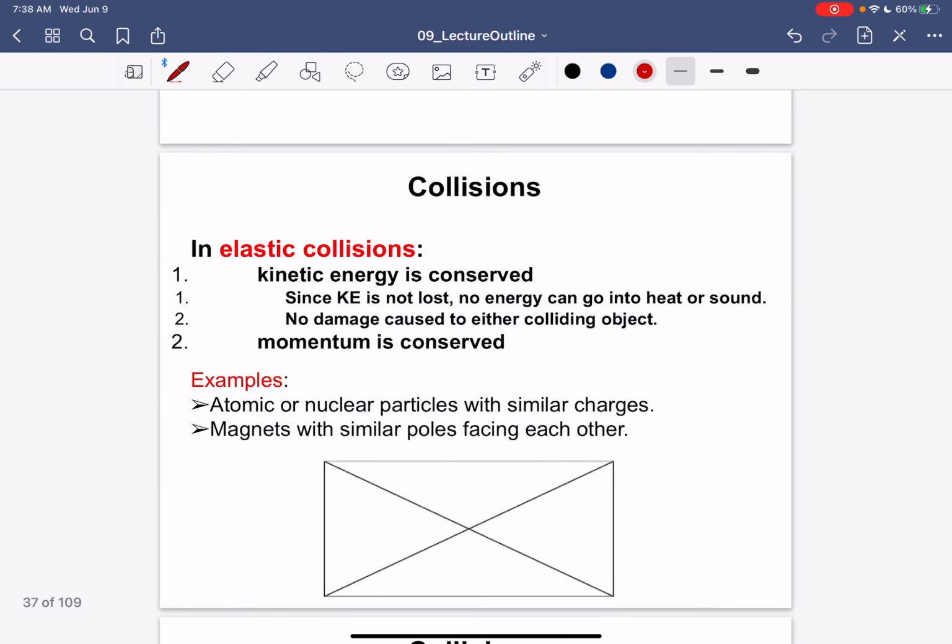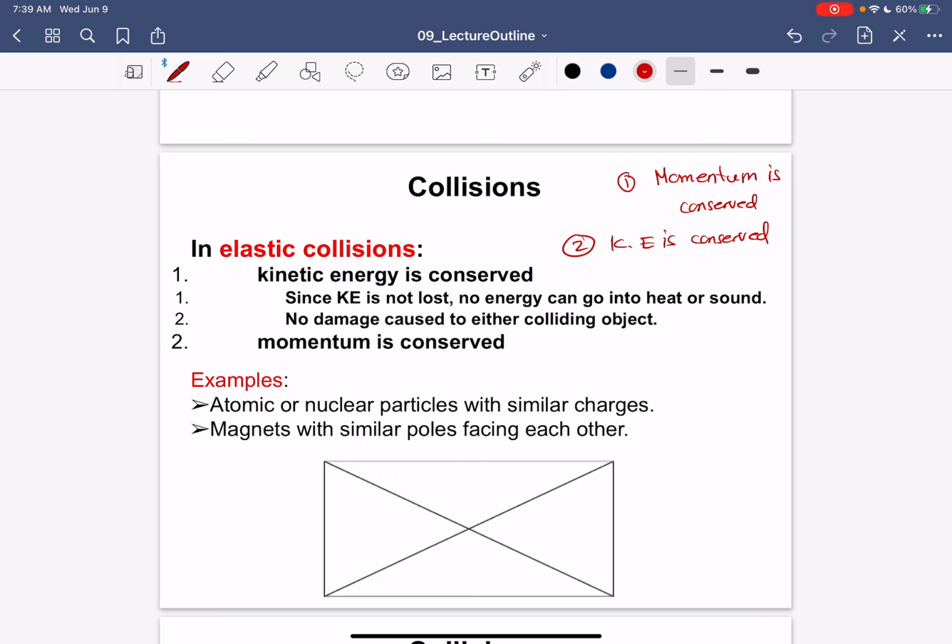In collisions that are really elastic, and they are very rare, kinetic energy is also conserved. The first thing is momentum is conserved. Number two, kinetic energy is conserved as well. And usually I will create two equations, one from momentum, one from energy, and I will solve them to find the final velocities of these two objects.